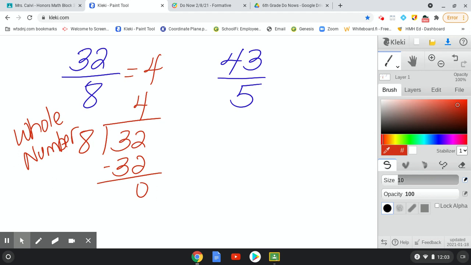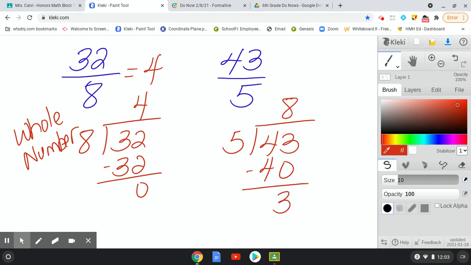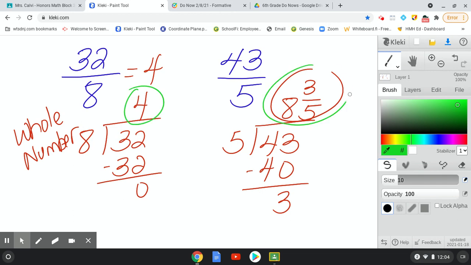Let's try 43/5. So 43, numerator inside the box, divided by 5. 5 goes into 43 8 times at 40, and I'm left with 3. So my final answer is 8 and 3 remaining out of 5. So 8 3/5 is what that turns into, and that turns into a mixed number. So this one here was a whole number. This one was a mixed number.